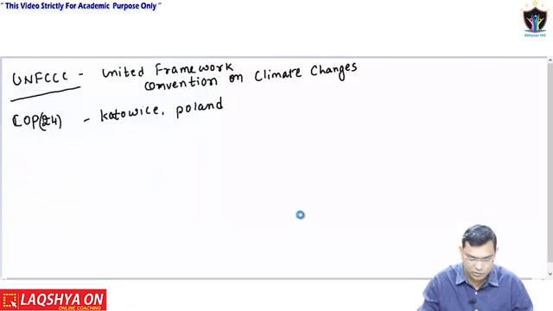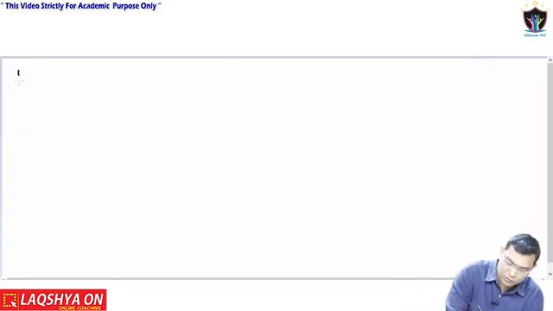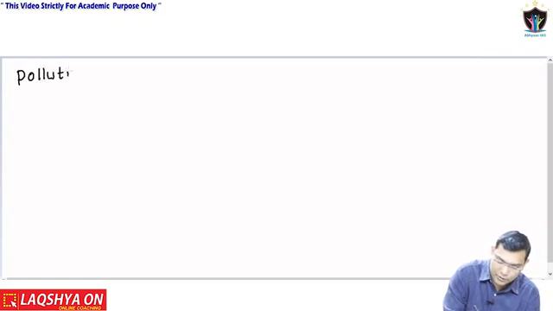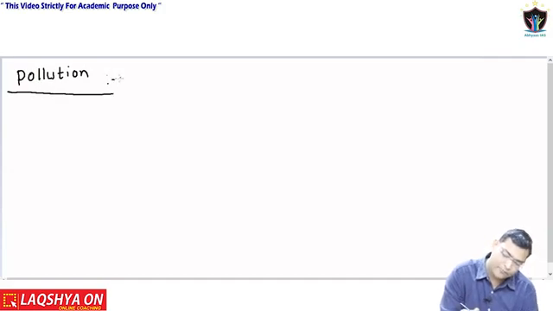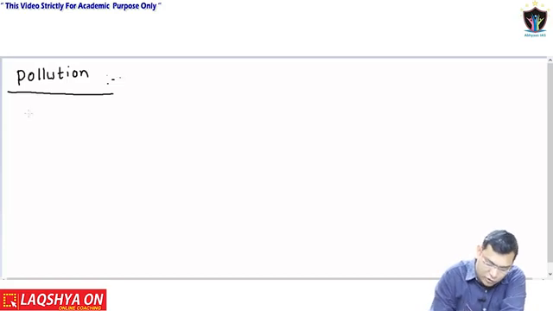Now the most important, I'll tell you about pollution. When we are talking about pollution, the first and foremost thing we have to talk about is Delhi pollution.